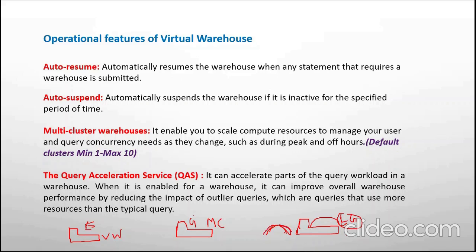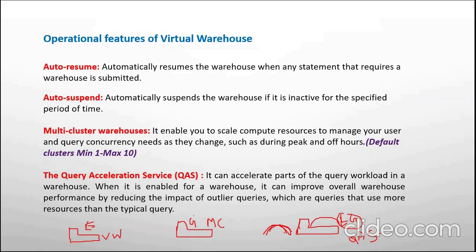Okay, so this is query acceleration services. It is not usual. It means we are not using these query acceleration services often. Only when it is required, then we use this query acceleration service. It is also associated with cost. Got it? So you understand the difference between multi clusters and query acceleration services, right?